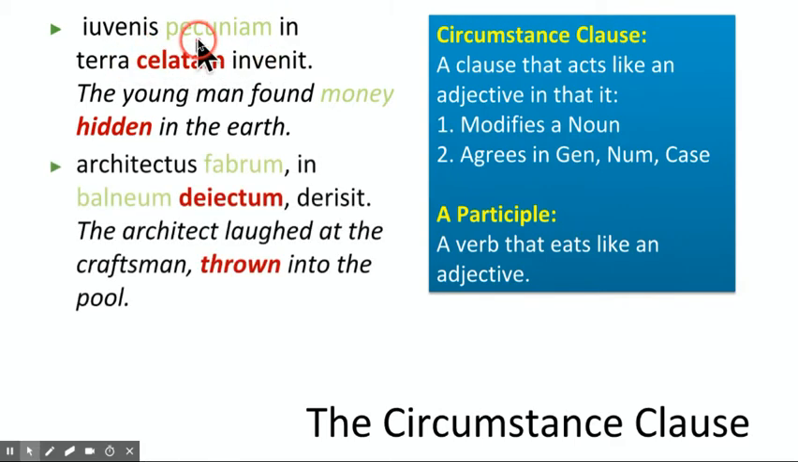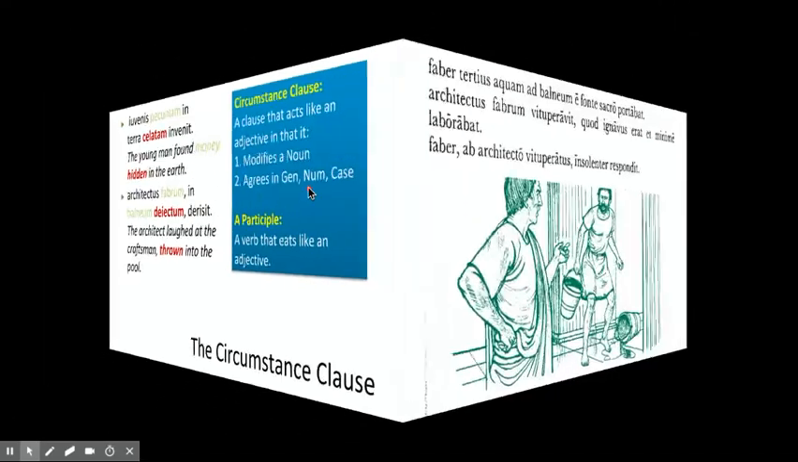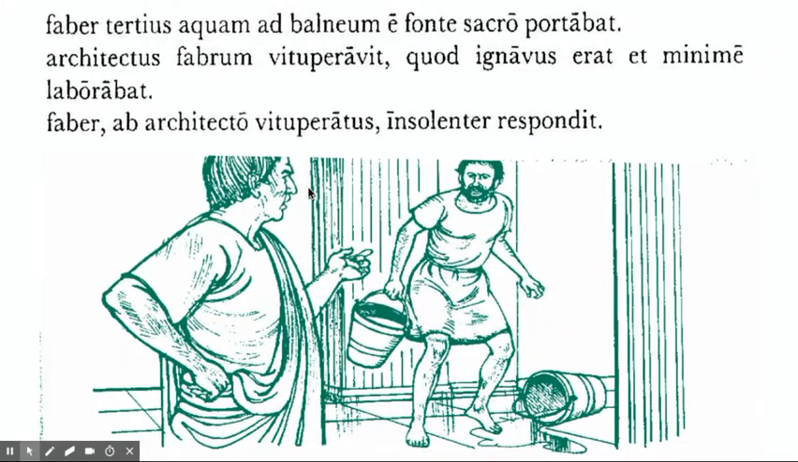Not the young man, but the money. The architect derided the craftsman, and then you have the participle deiectum, signifying the circumstance clause, having been thrown into the bath. So the circumstance clause, like all clauses, is the verb and everything with it, all the nouns and prepositions and adverbs and all that other stuff with it.